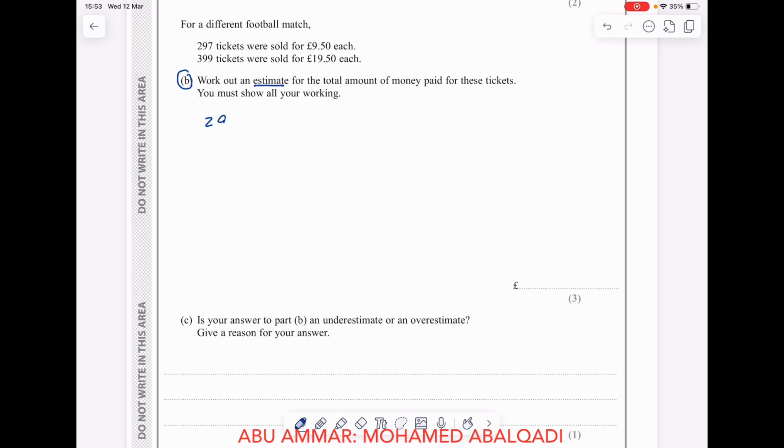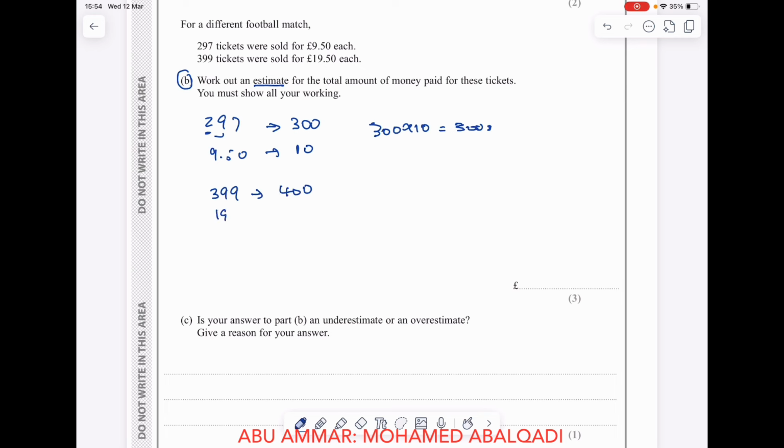So 297 to one significant figure, that will be 300, because the first significant figure is the first non-zero number in the number, which is 2, and the number next to it is 9, so this comes to 300. £9.50, this will come to £10, and the total amount paid for this will be 300 times 10, which is £3,000.